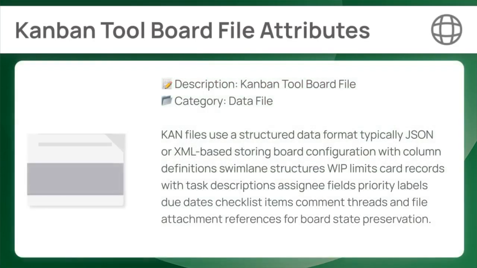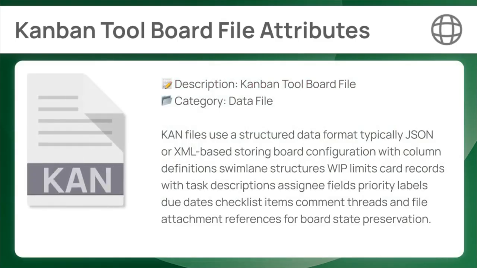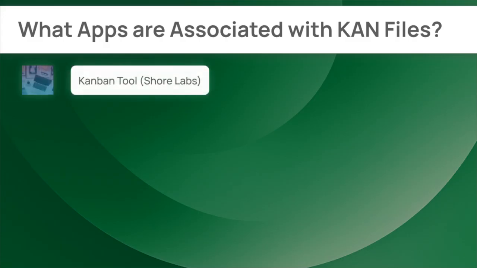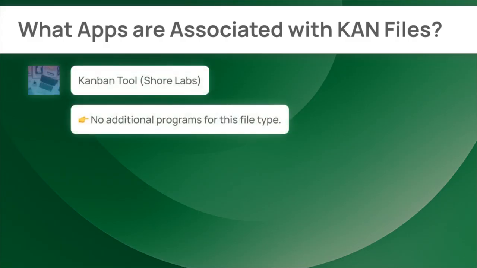KAN files use a structured data format, typically JSON or XML-based, storing board configuration with column definitions, swimlane structures, WIP limits, card records, with task descriptions, assignee fields, priority labels, due dates, checklist items, comment threads and file attachment references for board state preservation. The application responsible for generating the KAN file is typically Kanban Tool by Shore Labs.